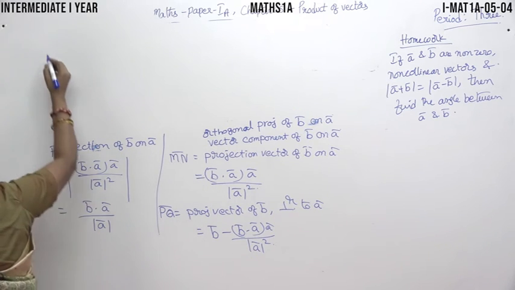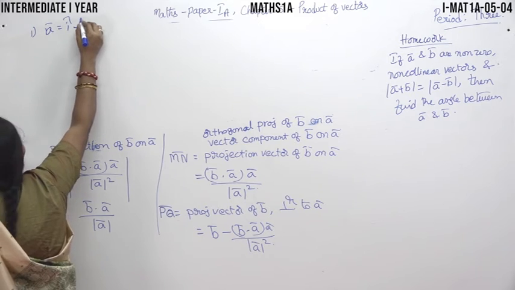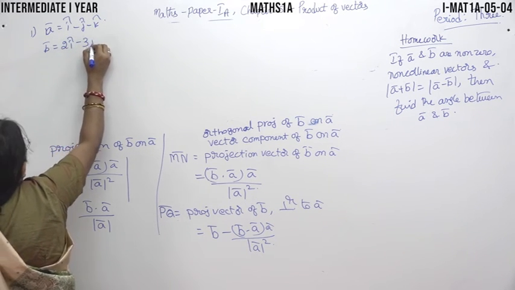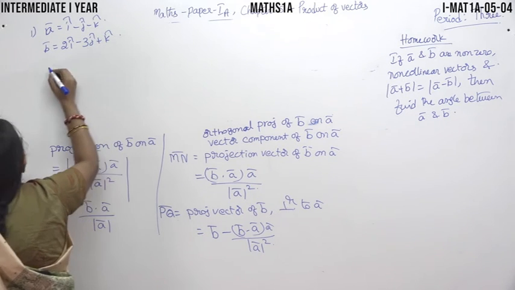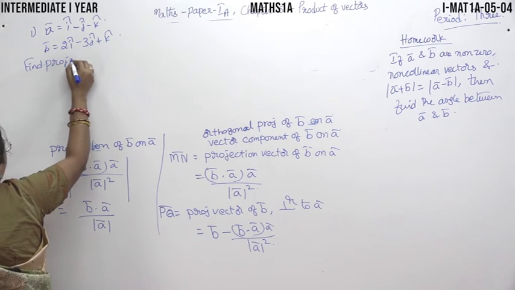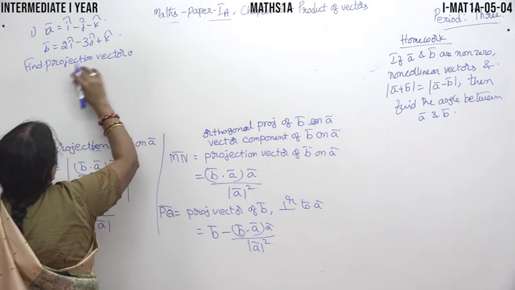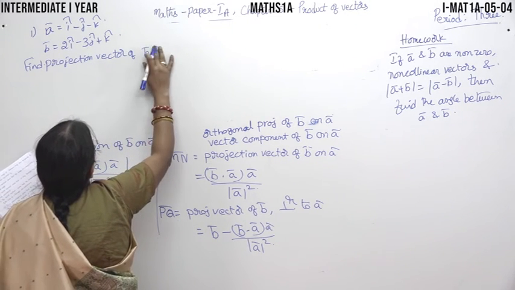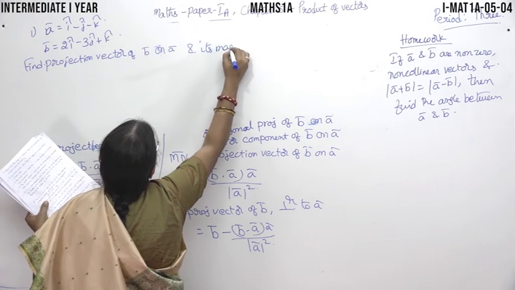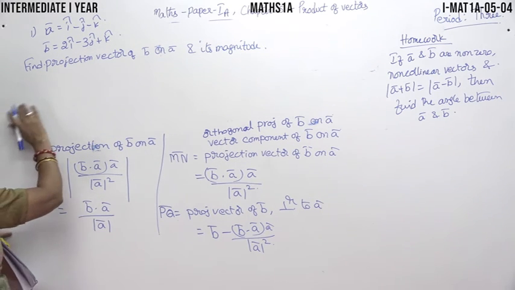First problem, suppose that A is equal to I minus J minus K, and then B is equal to 2I minus 3J plus K. Then find the projection vector of B on A and its magnitude. So you know the formula, so you'll just substitute.